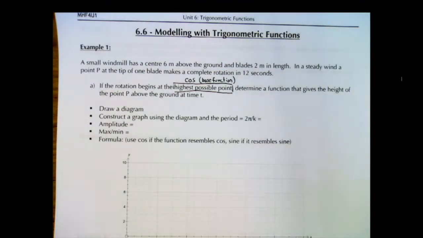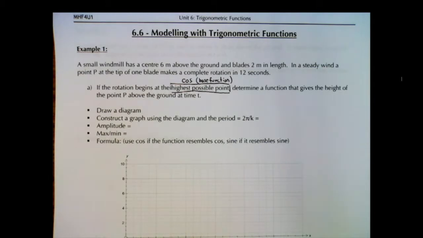If it started at a minimum, we could just reflect the cos function and then use the cosine function with a vertical reflection. If it doesn't start at a max or a min, it starts somewhere like at the axis value or close to the axis value, we'd use sine because that's where sine starts. So in this case, cos.